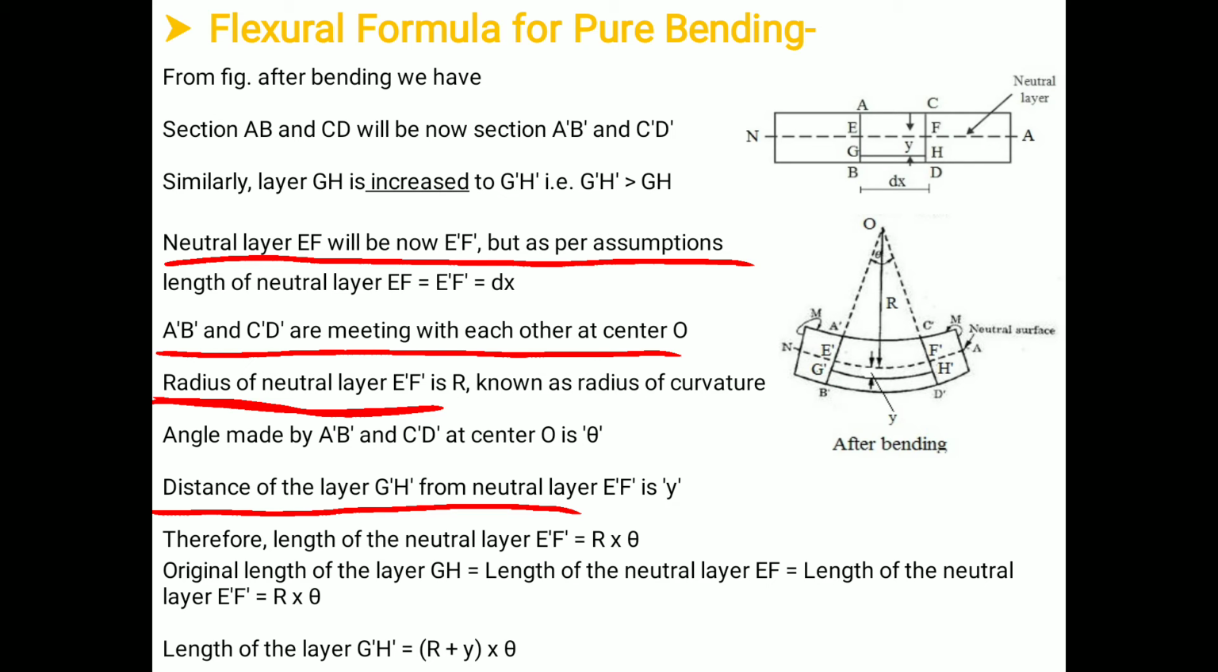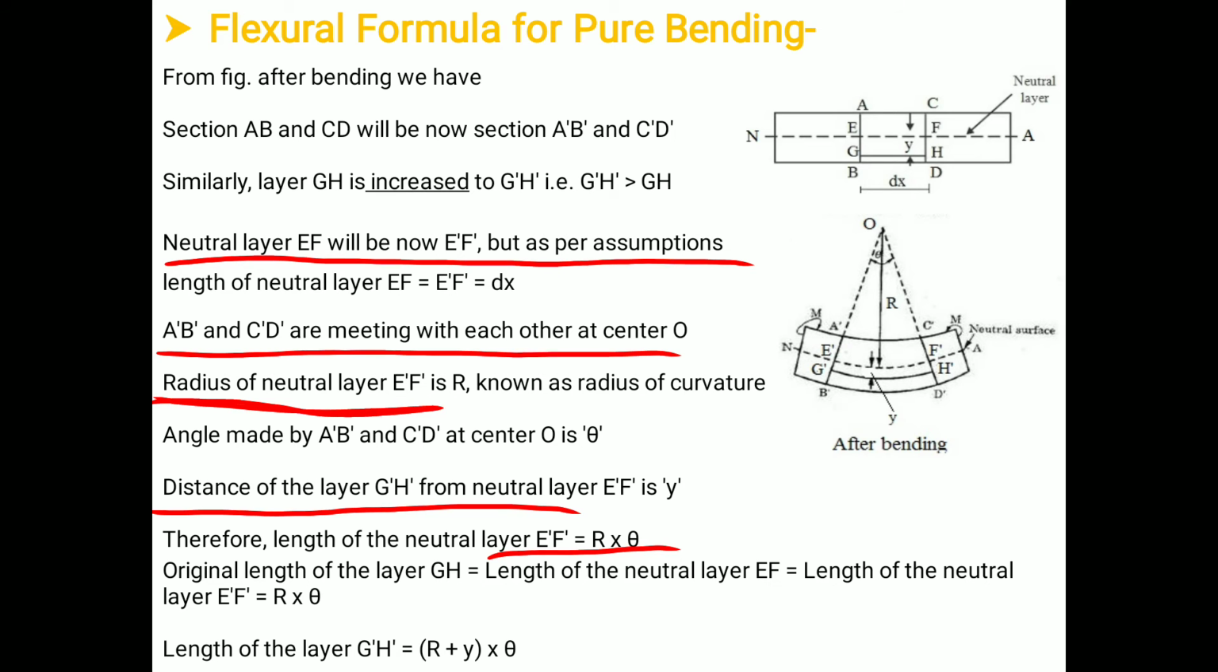Therefore, the length of neutral layer E dash F dash is equal to R theta. E dash F dash is nothing but the arc of a circle, and as we know, E dash F dash has a radius equal to R and makes an angle of theta. Therefore, the arc of the circle has the length equal to R theta.